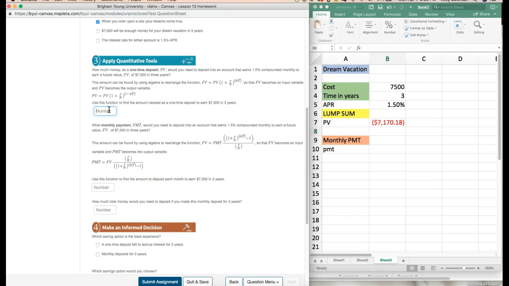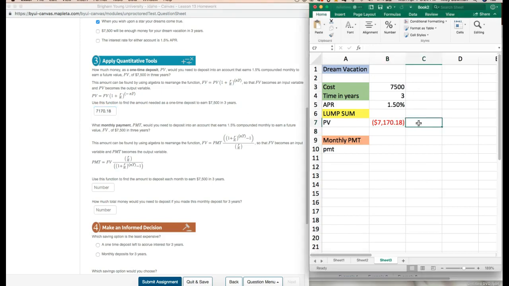So we're going to type in $7,170.80, or 18 cents. Whoops, 18. There we go. Now the next one says what monthly payment. Oh, I said I would do this, working it out.